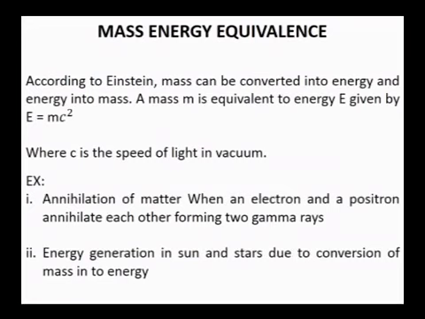So according to mass energy equivalence, mass can be converted into energy and energy can be converted into mass. So we have this equation E is equal to mc square, which we will deal with more in the second year part. Some examples of that are annihilation of matter. When an electron and a positron annihilate, that is, when they merge with each other, forming two gamma rays, the mass is getting converted into energy, where these gamma rays are basically electromagnetic radiation. So energy generation in the sun and stars is due to conversion of mass into energy.